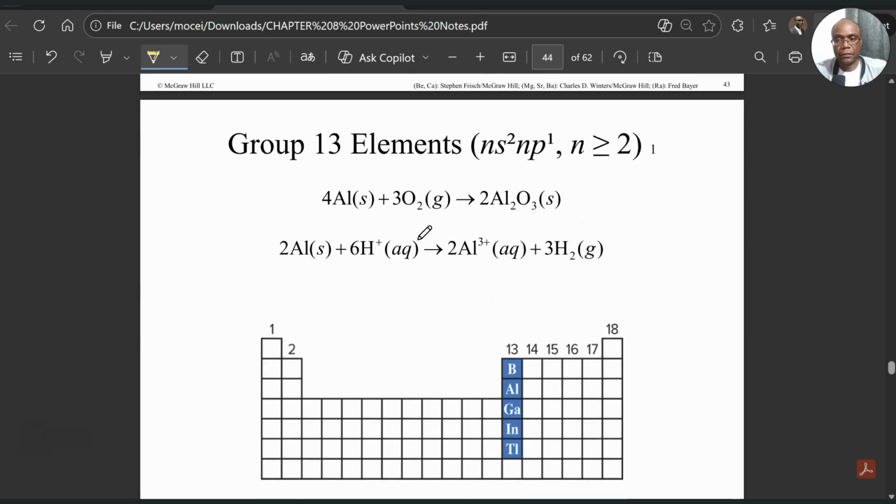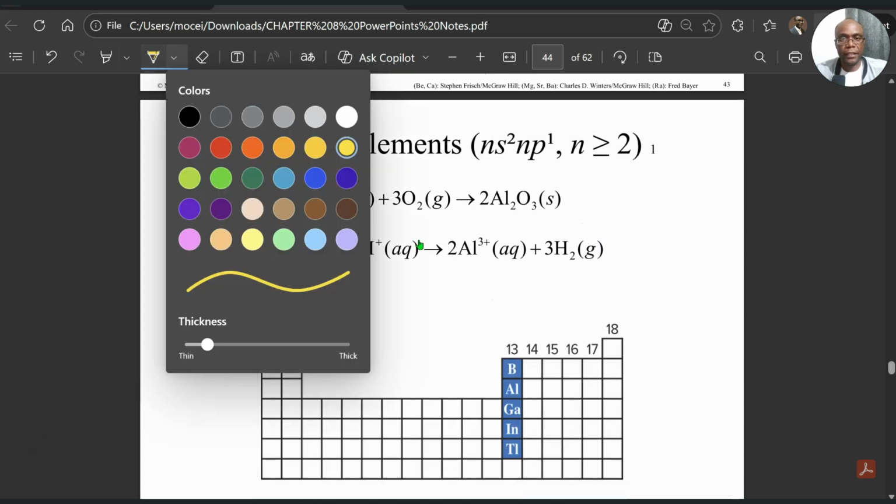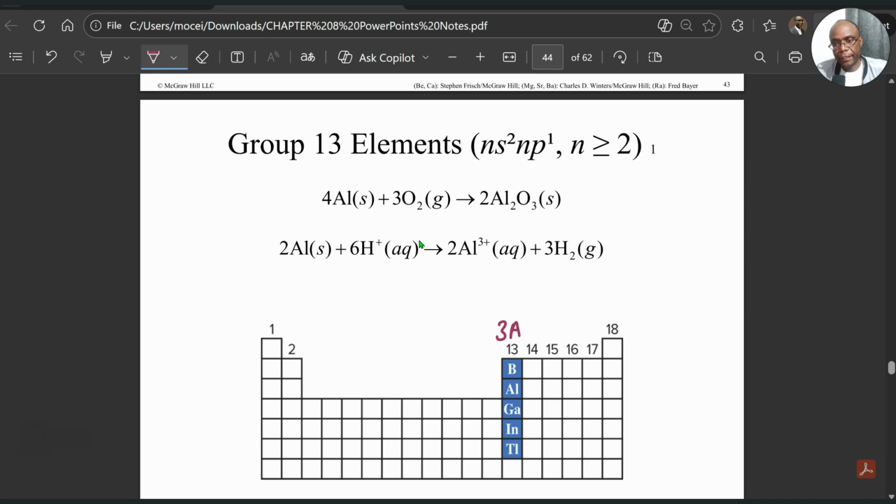Okay, so now let's talk about main group 3A, aka overall group 13. It includes boron, aluminum, gallium, indium, and I think Tl, that should be thallium. So again, we'll focus on these elements that are starting from the second period going down.